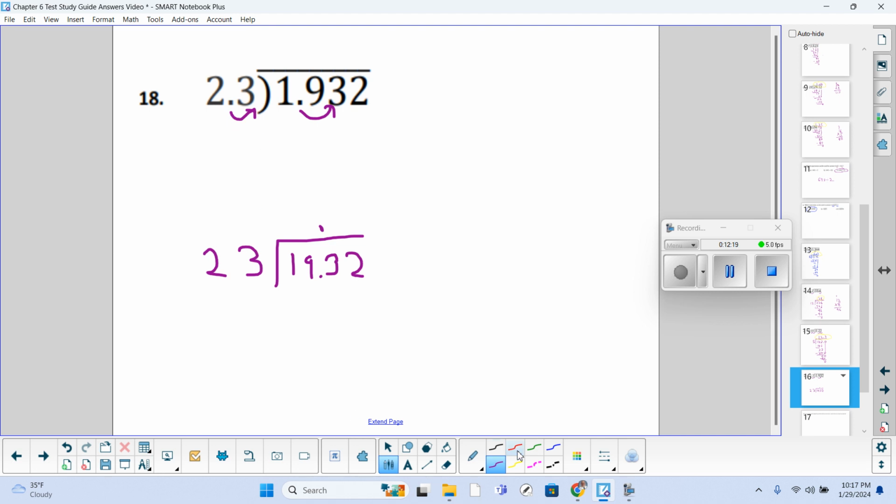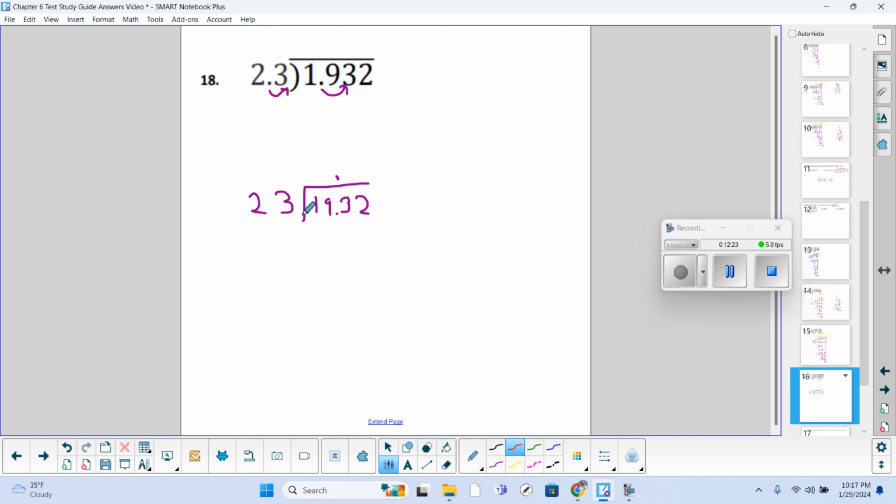All right, so I'm going to go in red here just so we can change the color up a bit. Does 23 go into 1? Nope. Does 23 go into 19? No. So I have to put a 0 there. Does 23 go into 193? Well, it will go in, but let's think about this. 10 times 23 is 230. If I take 23 away from that, I'm going to be over 200. So it's not 9 times. Let's try 8.